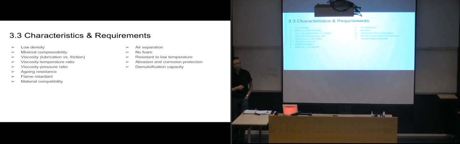So the characteristics and requirements of the hydraulic fluid. We want to have the lowest possible density on the fluid, because if we have a higher density on our fluid, we're going to have a heavier system. The weight of the system can be greatly affected by changing the density of the fluid, especially if you're talking about quite a high amount of liters that is going to be moved through a large hydraulic system, then it will be quite a lot of weight. So we want as low as possible density on it.